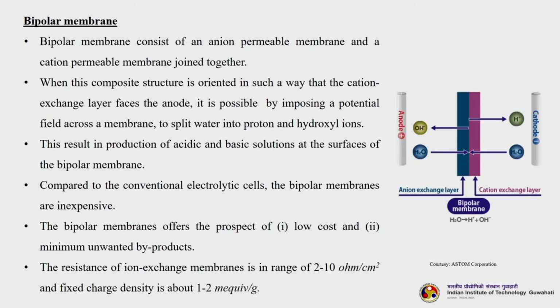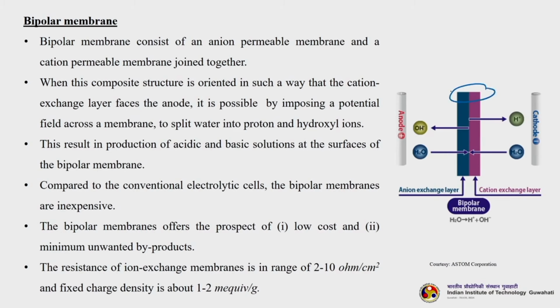So, the next is bipolar membranes. They are very interesting, actually. A bipolar membrane consists of an anion permeable membrane and a cation permeable membrane joined together. So, there is a cation exchange membrane and an anion exchange membrane, and they are joined together. Just see how it is being joined here.